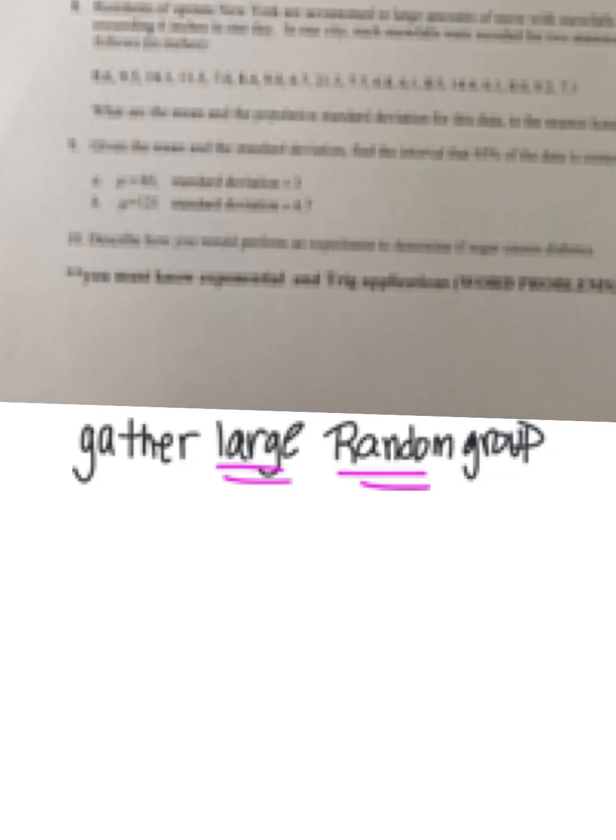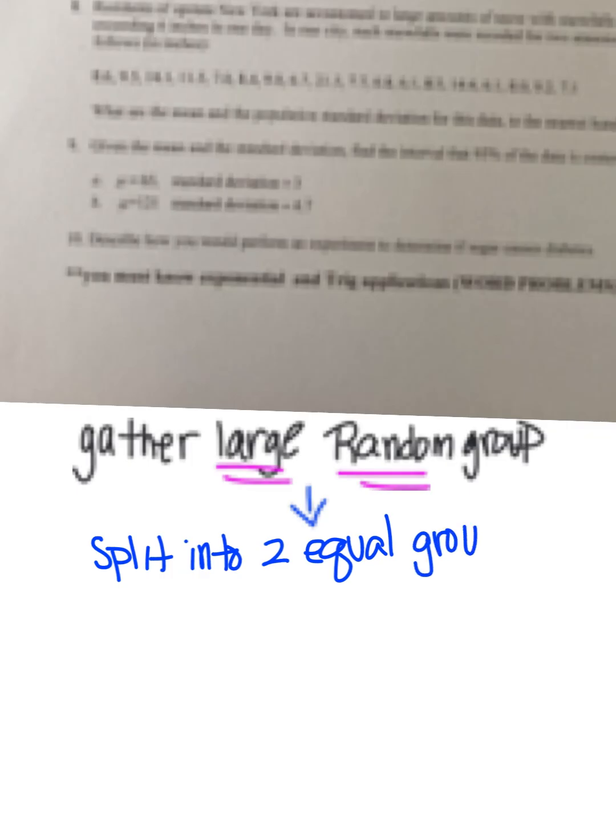The next thing you're going to do is split your group into 2 equal groups. The keyword here is 2 equal groups. You can't start off with 100 and split your group into a group of 98 and then a group of 2. They have to be 2 equal groups.